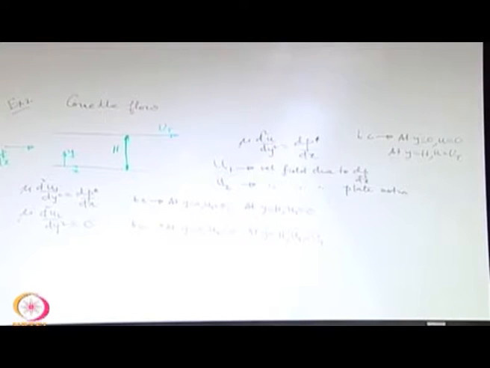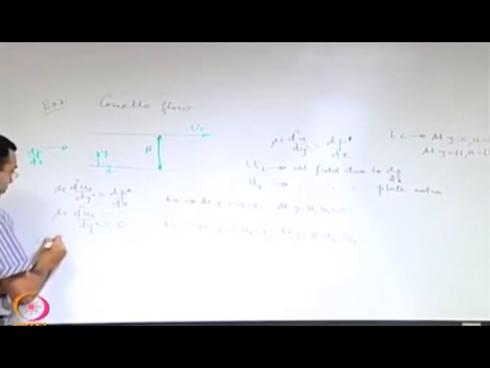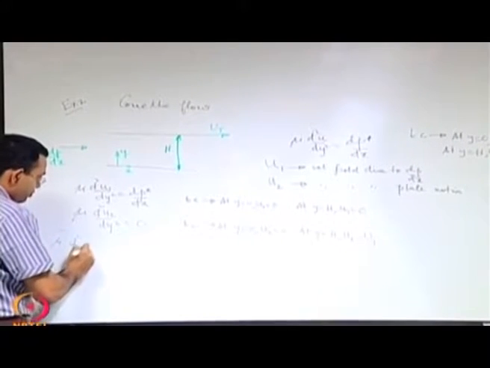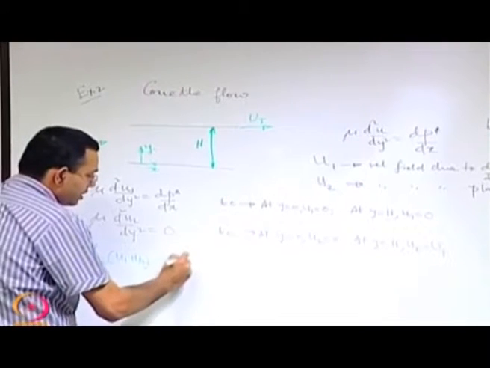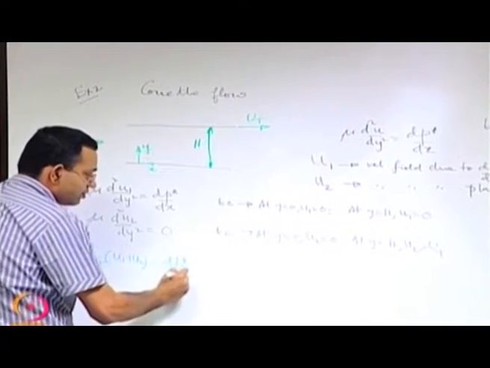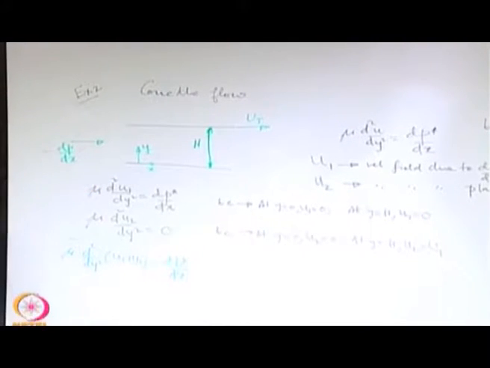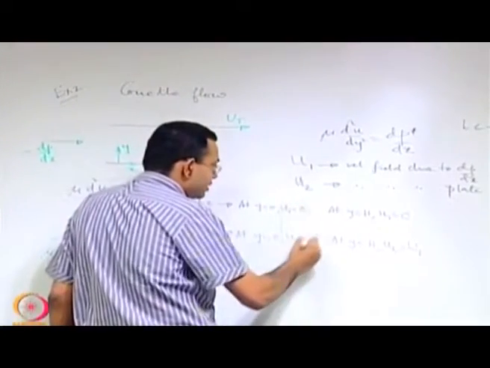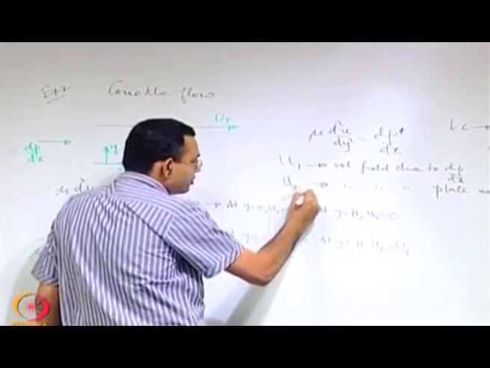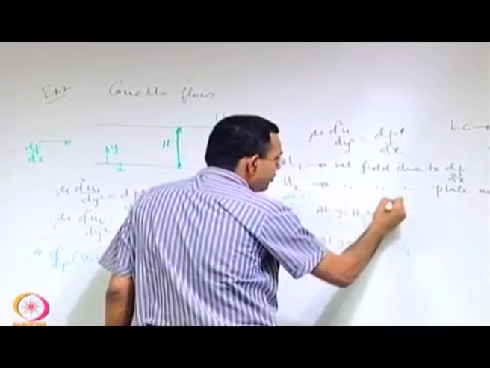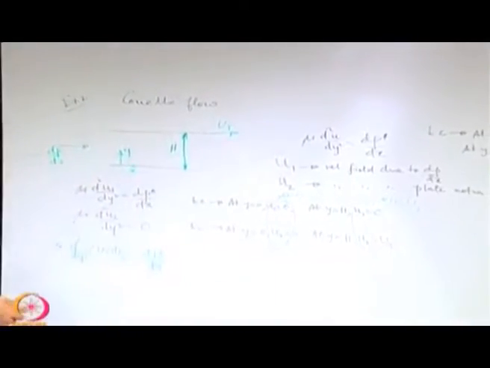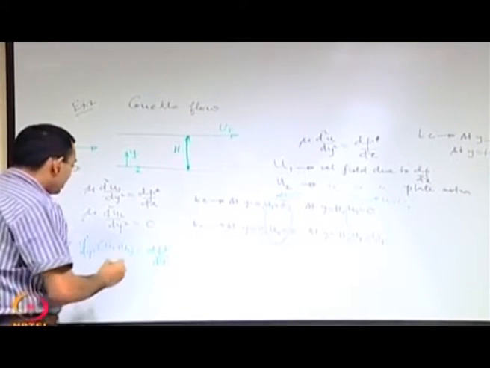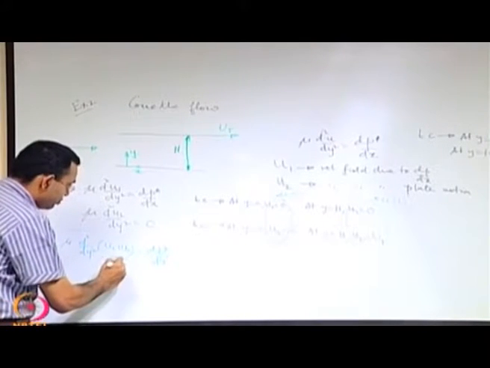If you just add these two equations, you will get mu d2/dy2 of (u1 plus u2) is equal to dp*/dx. If you add these two effects, it makes u equal to 0 at the bottom; if you add these two effects, it makes u equal to ut at the top. So, u is nothing but u1 plus u2.